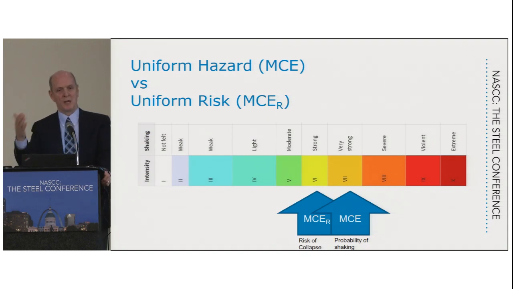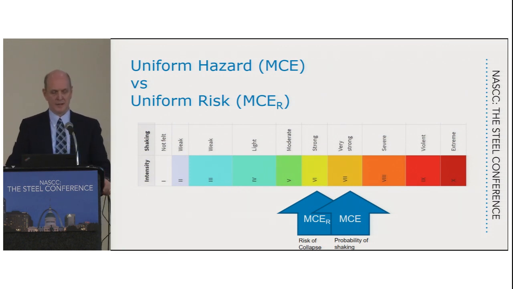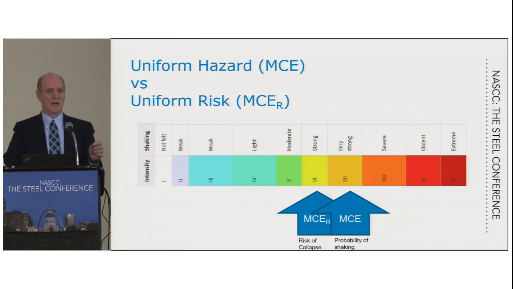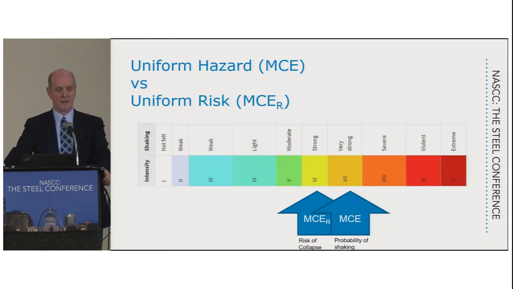So it moved it from a shaking level of probability that shaking happens to the probability that this building would collapse in 50 years. Now, in Utah, along the Wasatch Front, that caused a reduction in ground shaking of about 0.85, 15% reduction. Other places in the country, it's a little bit different, but in Utah, we design now for a shaking that's about 15% less than if the code had not changed from an MCE to an MCER.